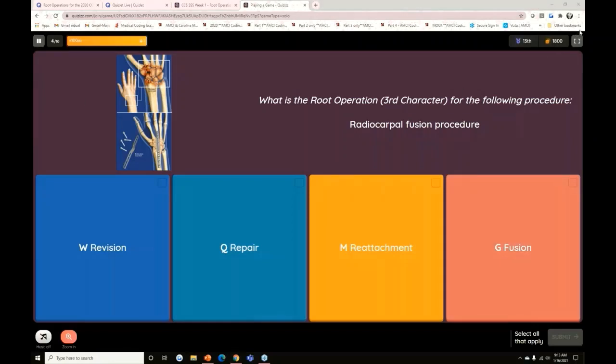So the next one is, what is the root operation for the following procedure? Radiocarpal fusion procedure. Is it W, revision, Q, repair, M, reattachment, or G, fusion? Awesome. Leah went for it first. Fatima, Heather, Reagan. Sandep said G, Miss Tracy. It's looking like everybody agrees on that too. Stephanie, Miss Trupti.